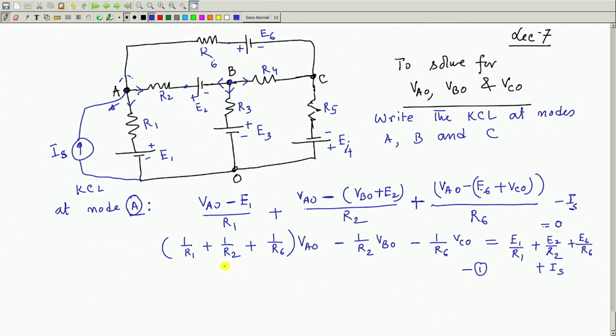Similarly, there is a voltage source here, E 6, which is via R 6 connected to A. So, this term will also come and this will be E 6 by R 6, because after all it has to be amperage, E 6 by R 6, and plus is connected towards A. So, plus. So, this is this term.